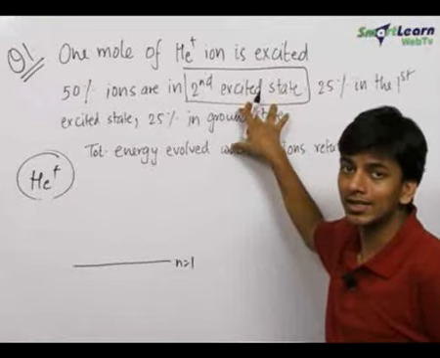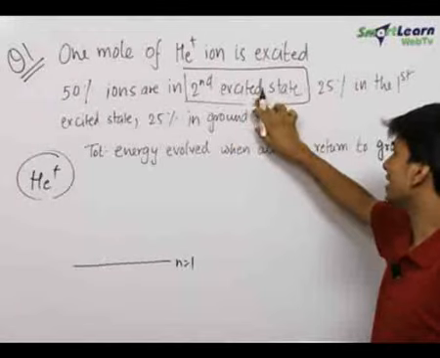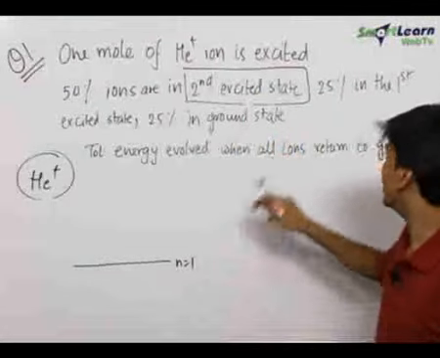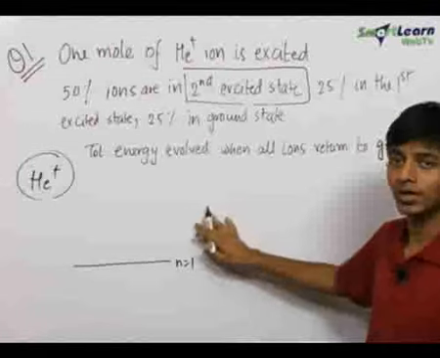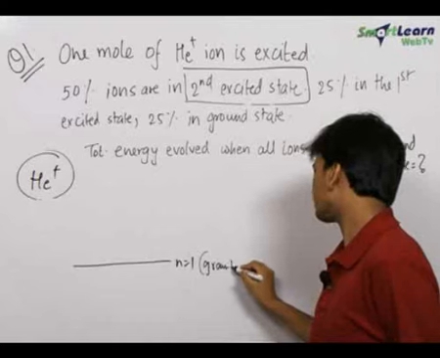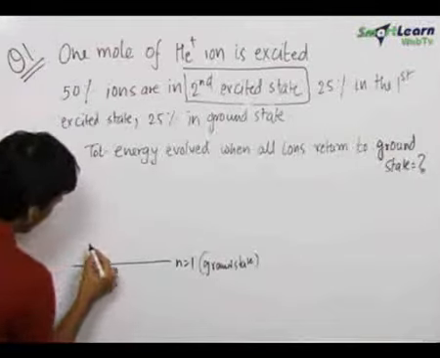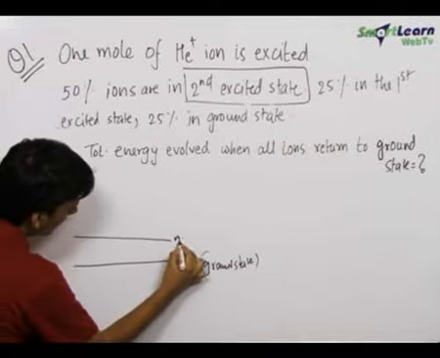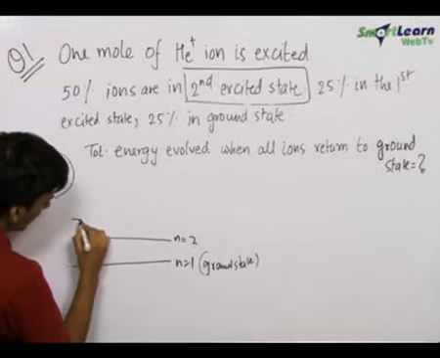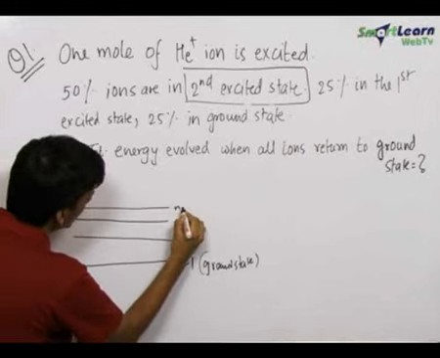Whenever there is written excited state, it means n plus 1th state. That is, the second excited state is equal to the third state. The first excited state is equal to the second state. n is equal to 1 is known as ground state. So this is equal to n is equal to 1. Here we have n is equal to 2. Here we have n is equal to 3. And subsequently n is equal to 4.